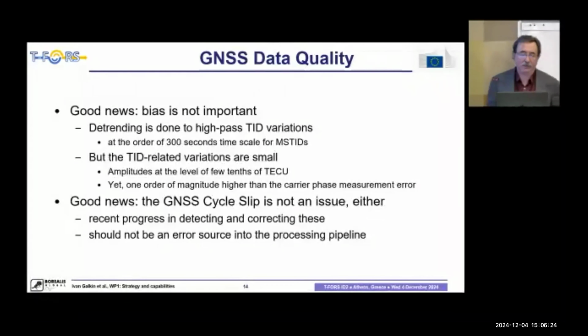The remaining variations are small, but yet the order of magnitude is still okay. Compared to the carrier phase measurement error, we are still fine. Well, it won't work with your cell phone maybe, but it will work with these nice GPS receivers. Good news is that the cycle slip, the dreadful cycle slip, is not an issue either. There has been much progress in this community developing, detecting, and correcting these cycle slips. So it should not be a problem either.